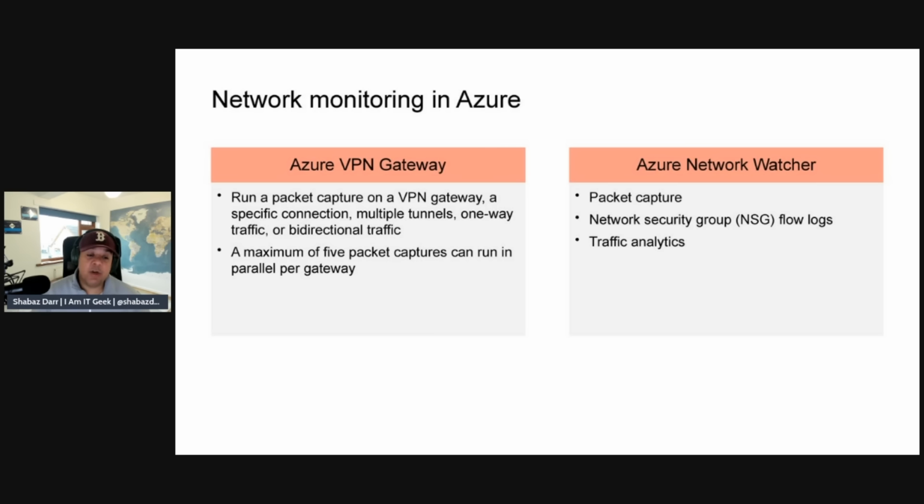Then I have what's called Azure Network Watcher. This is my main go-to tool, if I'm honest, when I'm troubleshooting networking in Azure. It's a solution because it has multiple tools that you can consider if you're using infrastructure as a service, IaaS, solutions.